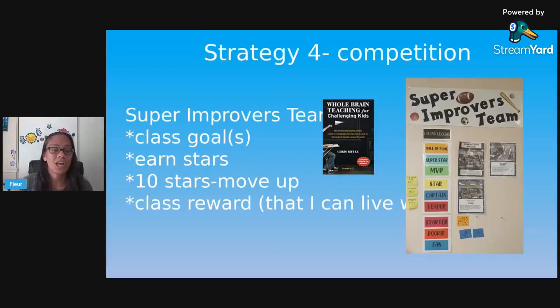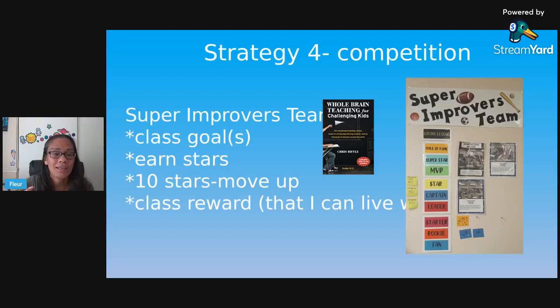All right, the fourth strategy is competition. And again, forgive my slideshow. It doesn't show up correctly when I made it nice, but it's not showing that way. So anyway, the fourth strategy is competition, which is so much fun if you're competitive. But what I like to use is a classroom competition. So I use the Super Improvers team, which I read about in Whole Brain Teaching for challenging kids and everyone else too. And what they do, so my students set an academic goal, and you can see in this picture the sticky notes, some of these fell off when I took the photo.